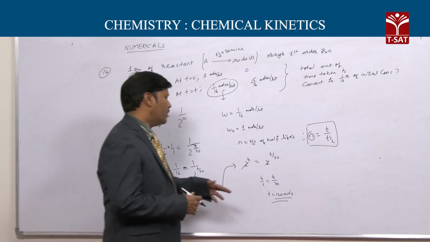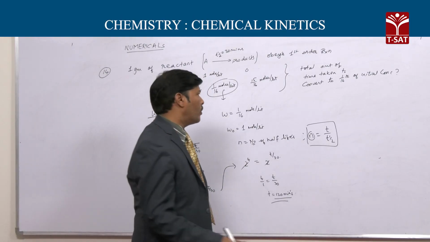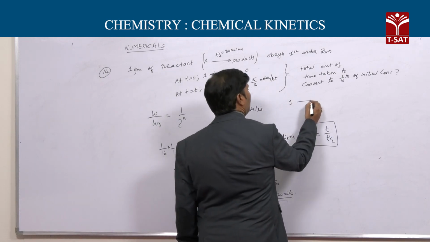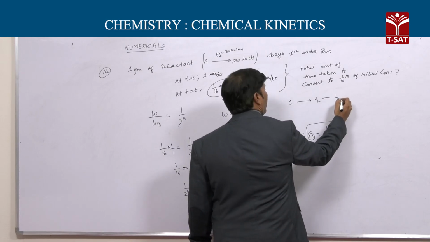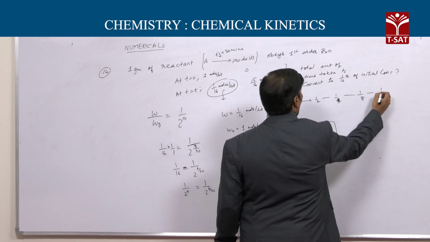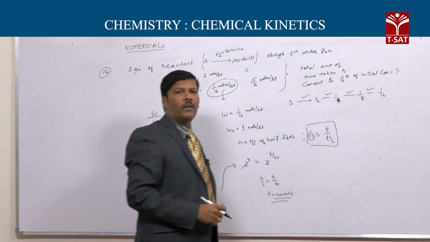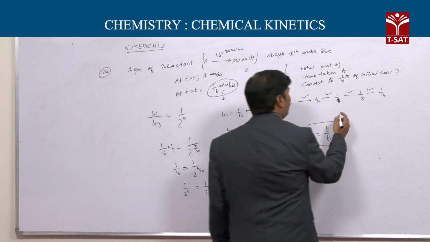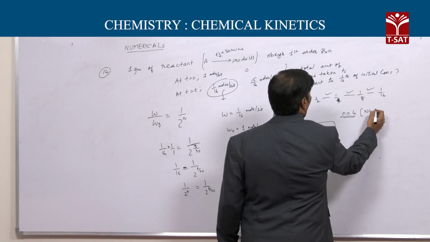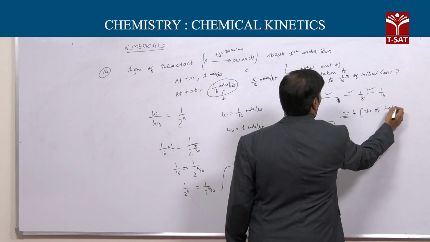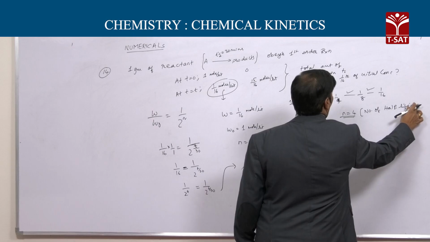If it is to remain exactly 1 by 16, we need exactly 120 minutes, which means the total number of half lives is 4: 1 to 1 by 2, 1 by 2 to 1 by 4, 1 by 4 to 1 by 8, 1 by 8 to 1 by 16. So 1, 2, 3, 4 half lives. So n is equal to 4; without using the formula also you can calculate. The number of half lives is 4.